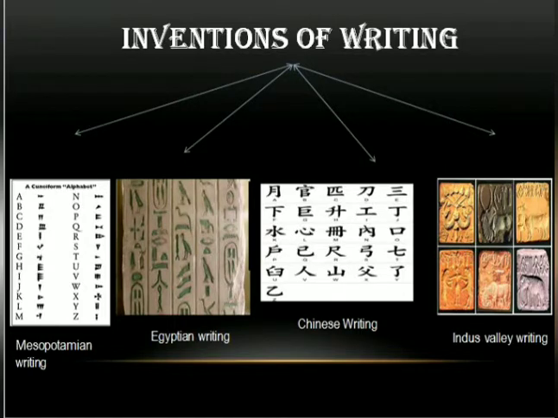Let's see the invention of writing. The writing system appears to have been invented independently at least 4 times in human history. First, in Mesopotamia, it's called cuneiform script. Egyptian writing is called hieroglyphic script. Chinese writing is pictographic script. Indus writing is also called Harappan script.